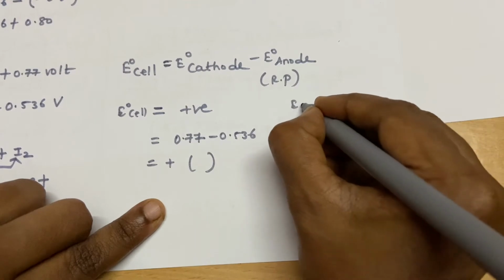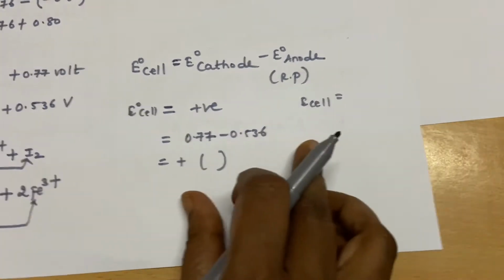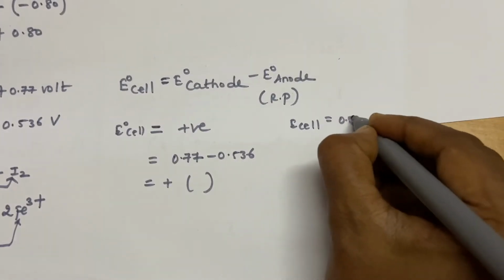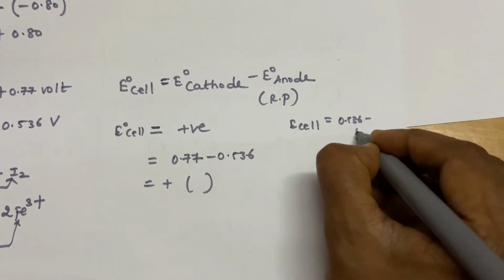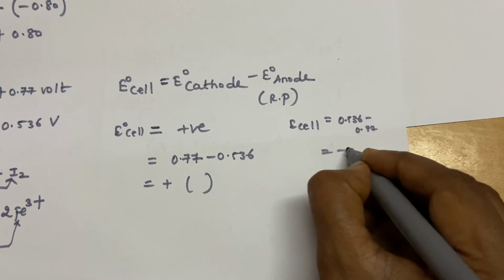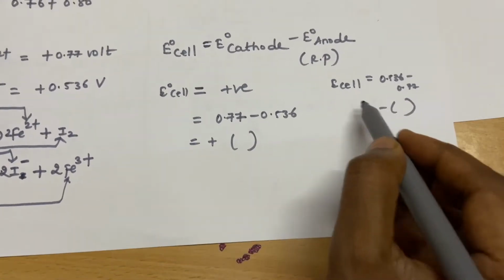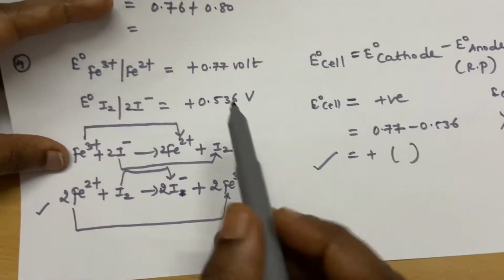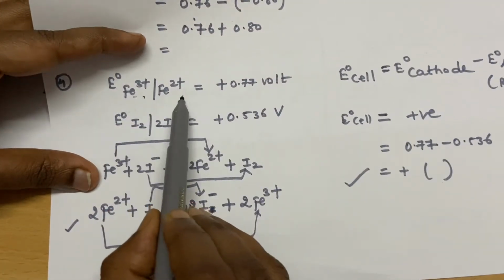And suppose I take this as the cathode and this as the anode. Substituting the value, we get minus 0.77, a negative value. So this is not possible, and the other one is possible. So this one has to be the cathode.